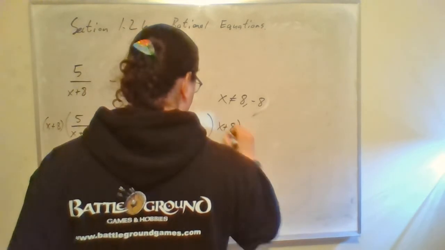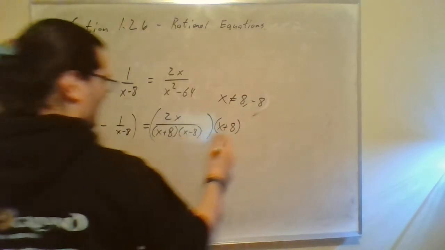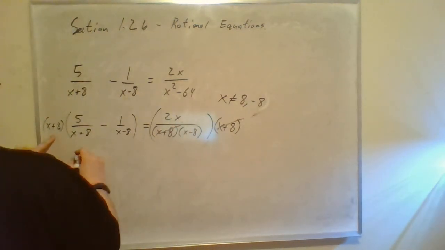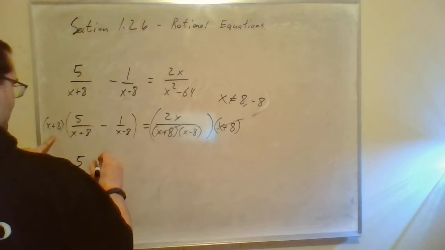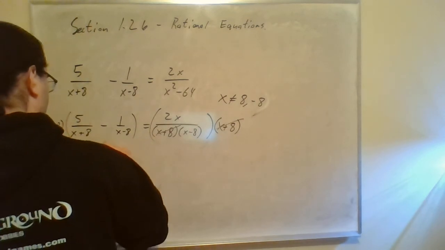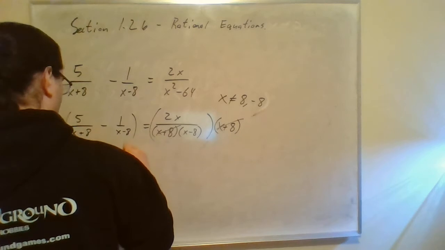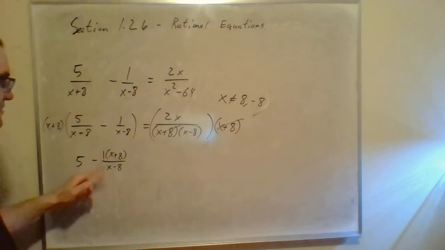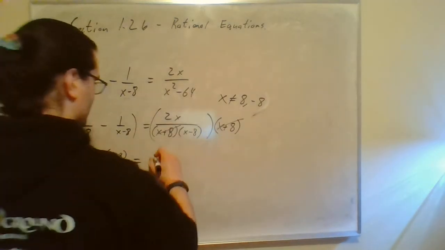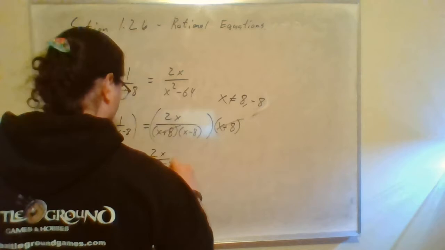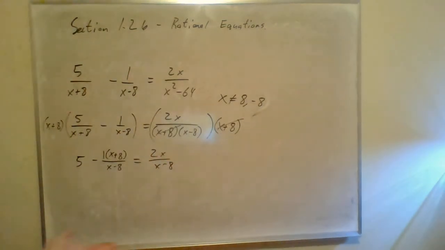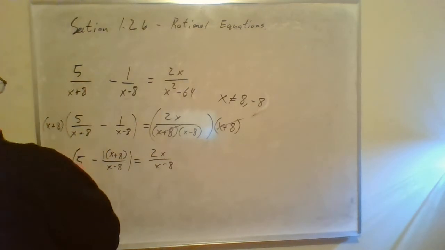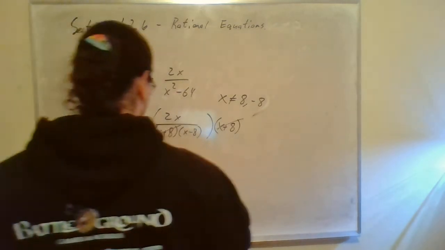X plus 8. On this side, cancels here. For this piece, it cancels and leaves me with a 5. For this piece, it'll be minus 1 times x plus 8 over x minus 8. These pieces don't cancel. And then rewriting this, I have 2x over x minus 8. So we still have denominators in here, so I'm going to multiply by my denominators again. Multiply everything by x minus 8.